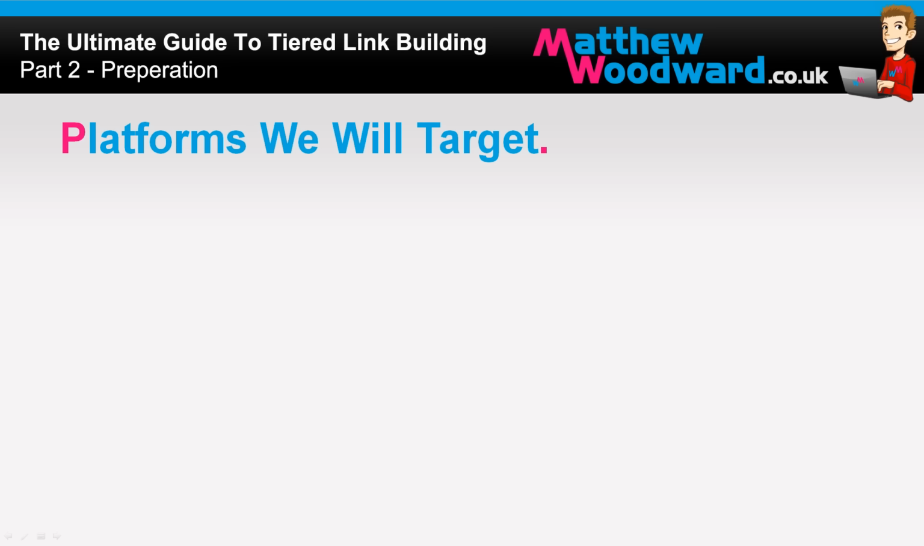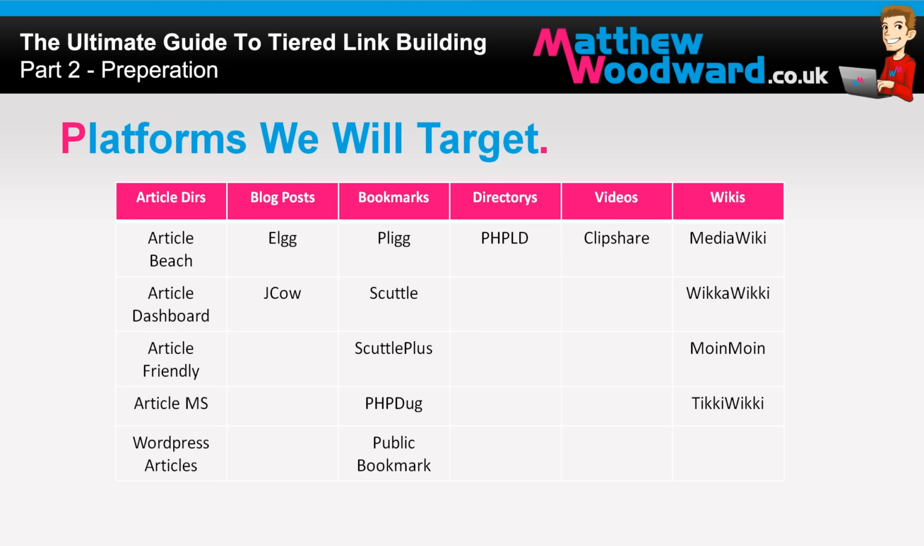We are going to target all of the platforms that you can see here. For article directories, we're going to go after Article Beach, Article Dashboard, Article Friendly, Article MS, and sites using the WordPress Article Directory plugin. For blog posts, we're going to rely on the Elgg and JCow platforms. Bookmarks come from platforms like Pligg, Scuttle, Scuttle Plus, PHPDug, and PublicMark. Web directories are provided courtesy of PHPLD, and videos will be posted to the ClipShare platform. Wikis come in the flavours of MediaWiki, WiccaWiki, MoinMoin, and TikiWiki.